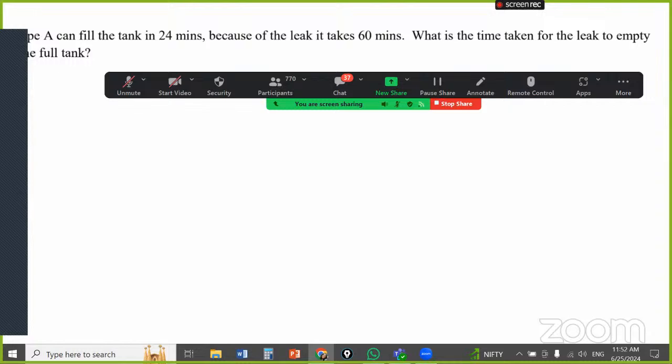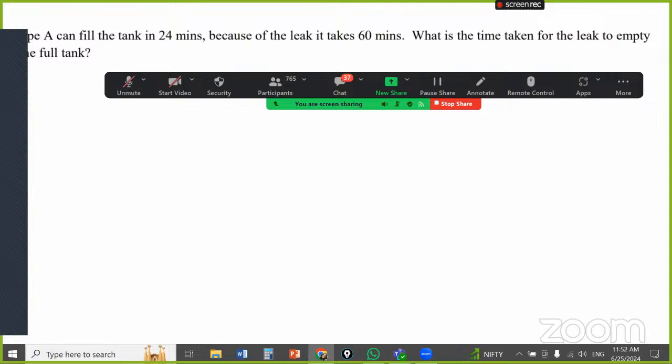See, the 60 minutes is totally when the pipe is open, that is when the inlet pipe is open and the outlet leakage, both are open. It totally takes 60 minutes to empty the tank. But if B alone is open, A is closed, and the tank is full, how much time does it take for the outlet pipe to empty the tank? That is the question.